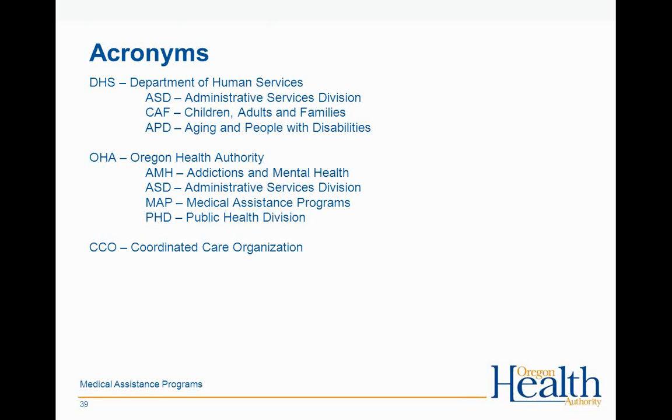And then under OHA, the Oregon Health Authority, we have addictions and mental health. We also have the Administrative Services Division. Medical assistance programs, MAP, we're the ones that administer Oregon Health Plan. And then there's the Public Health Division. And I did want to throw in CCO, because that's a really important one, for Coordinated Care Organization. And again, most of our clients are enrolled in one of those plans.